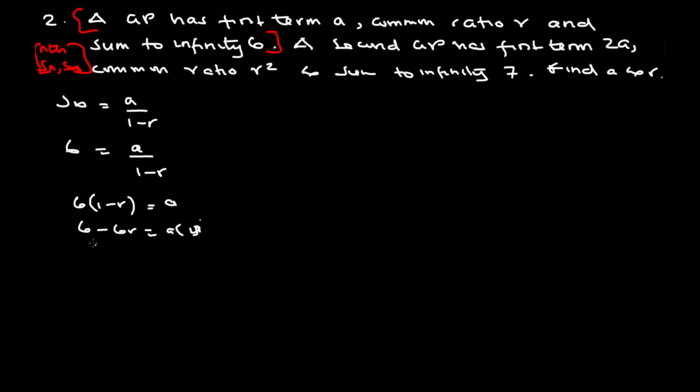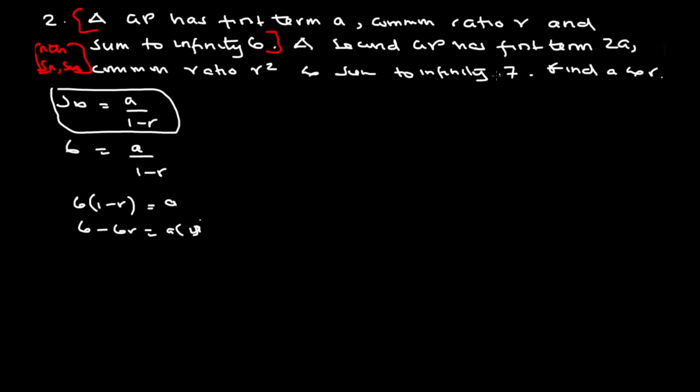Okay, then I look for my second. My second is clearly going to be this one. My second GP has the first term 2A. So again, don't worry about how they've decided to name. Just make sure that you're putting these in the correct places. So here they're saying the first term is 2A, which means that here it will be 2A. Okay. And then the common ratio is R squared. So there it will be R squared.